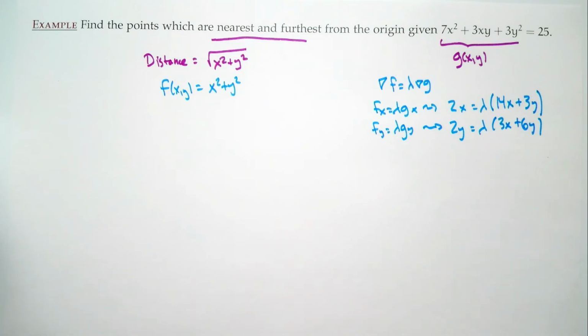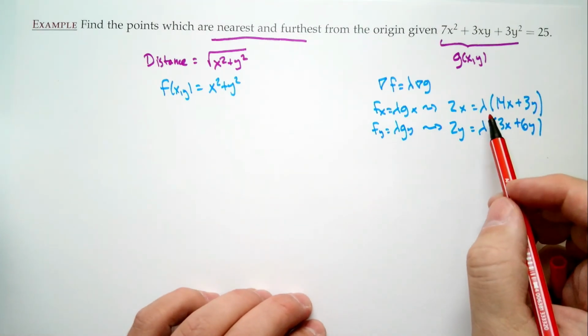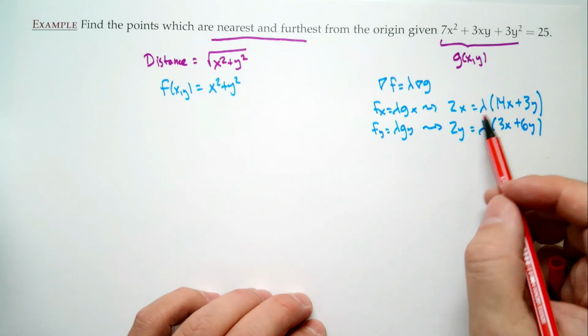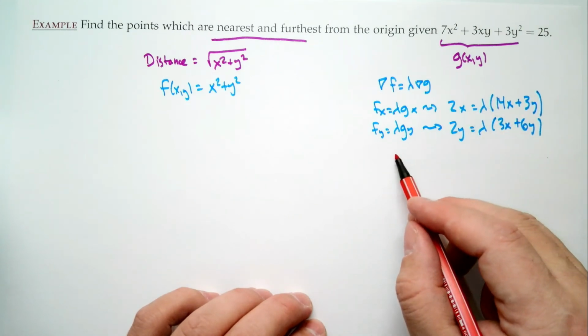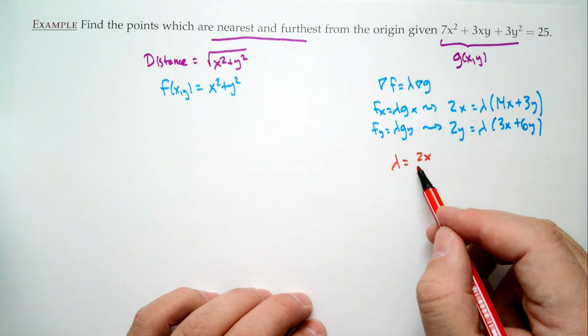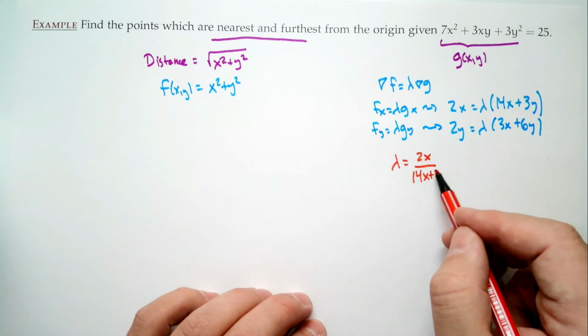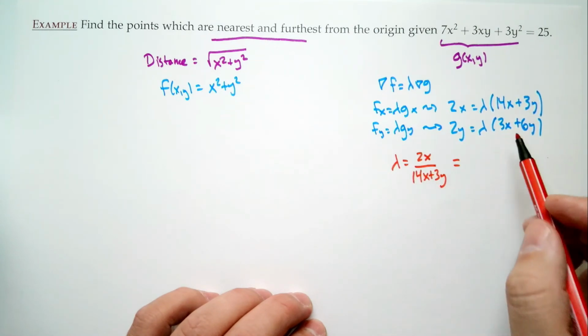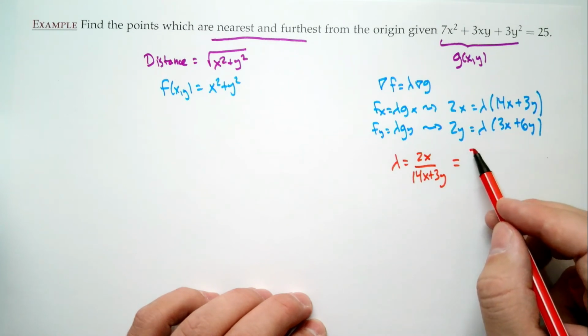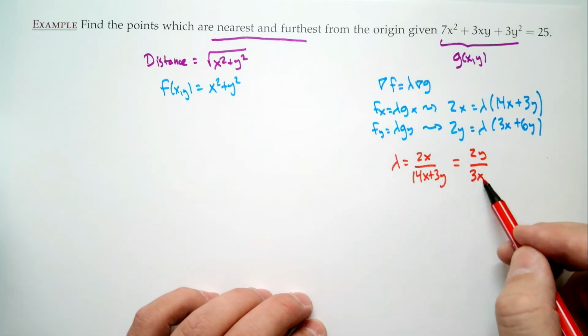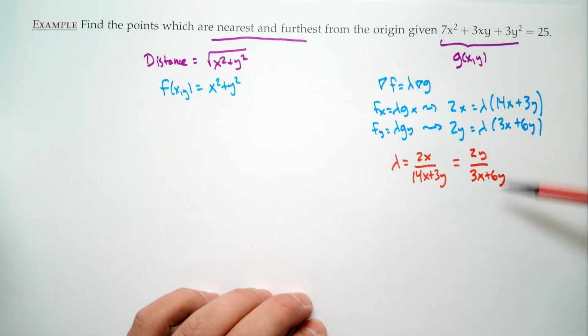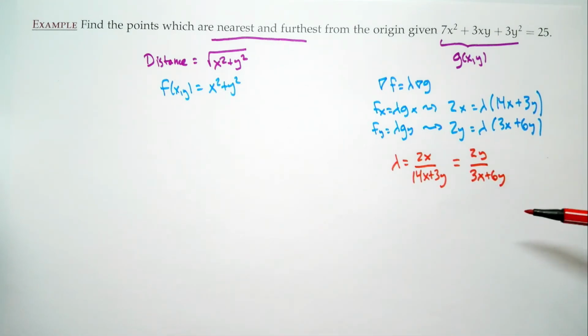Okay. I'm starting to feel doubt. Well, when in doubt, what should we do? Solve for lambda. So here's the solve for lambda in its true form. I'm going to solve for lambda in this first equation, and I'm going to get that lambda is 2x over 14x plus 3y. But I could have solved for lambda in the second. That would be 2y over 3x plus 6y.